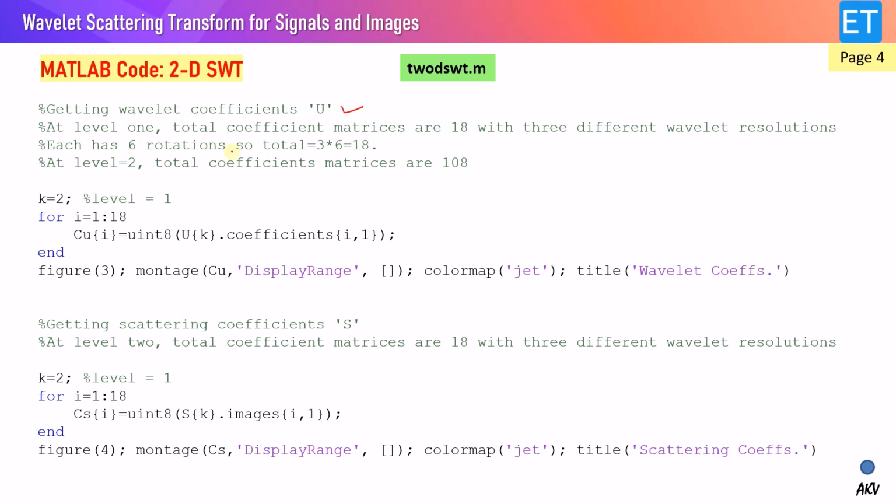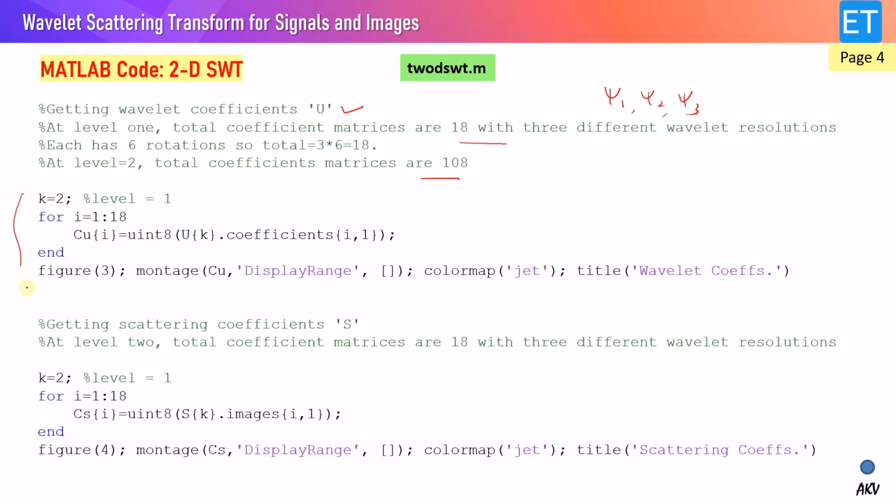At label 1, total coefficient matrices are 18 with 3 different wavelet resolutions. Why 18? Because it has used 3 wavelets, psi1, psi2 and psi3, for the convolution, and each has 6 rotations. So total 3 into 6, 18 different convolutions will take place. So total 18 matrices are obtained at label 1. Similarly at label 2, total coefficient matrices are 108. So you can see how the tree is expanding at every node.